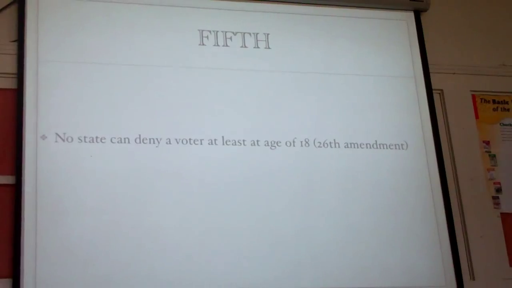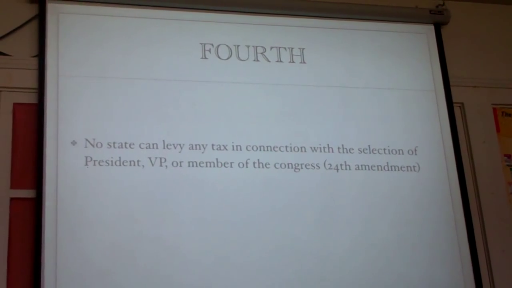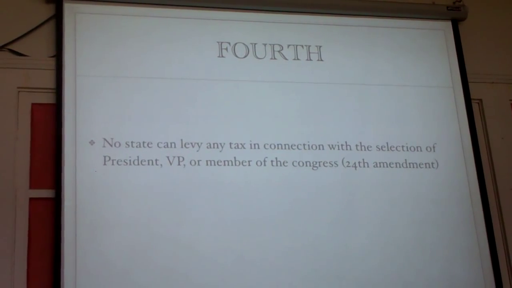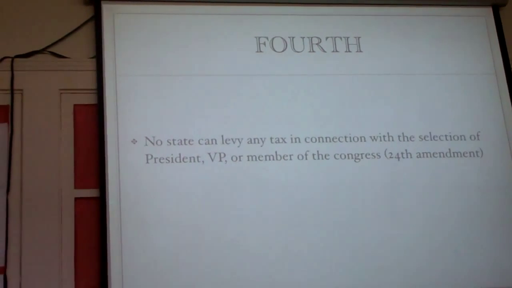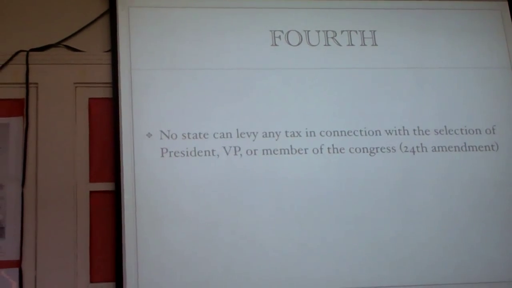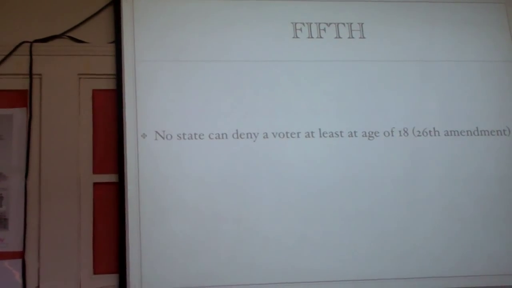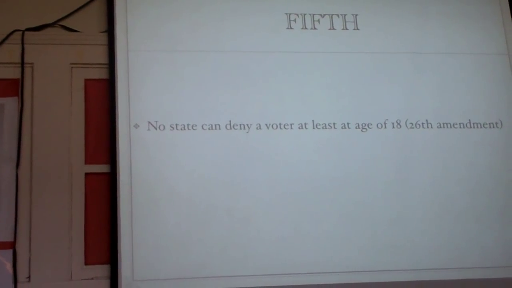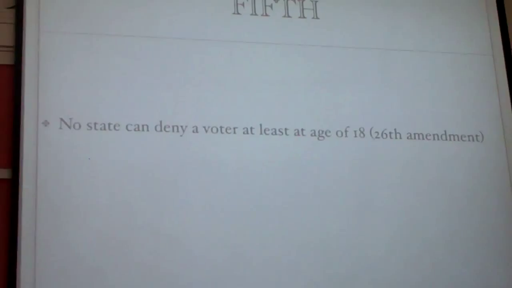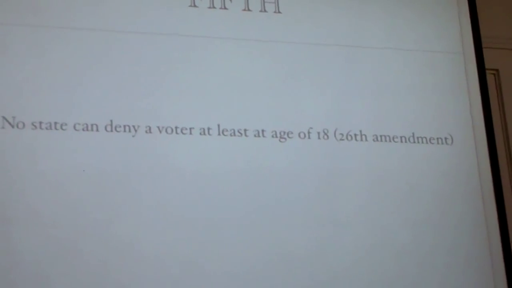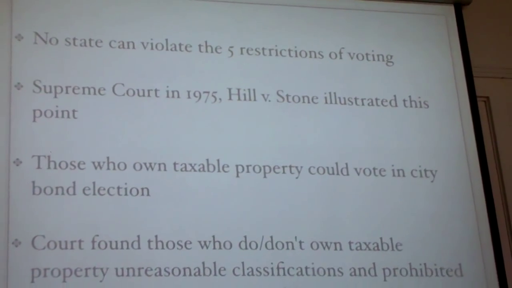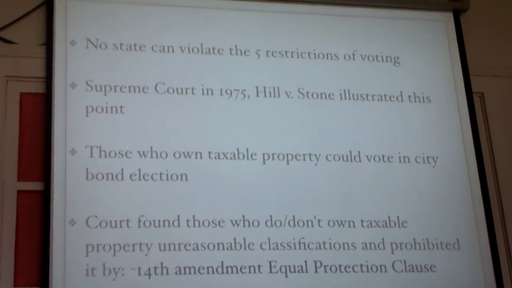Okay, so go back. I'm sorry, I didn't see what you put on the board there. Oh, that was the poll tax. Okay. The fifth: no state can deny a voter the vote at least at age 18. Self-explanatory. Can someone remind us the historical reason for that particular amendment?